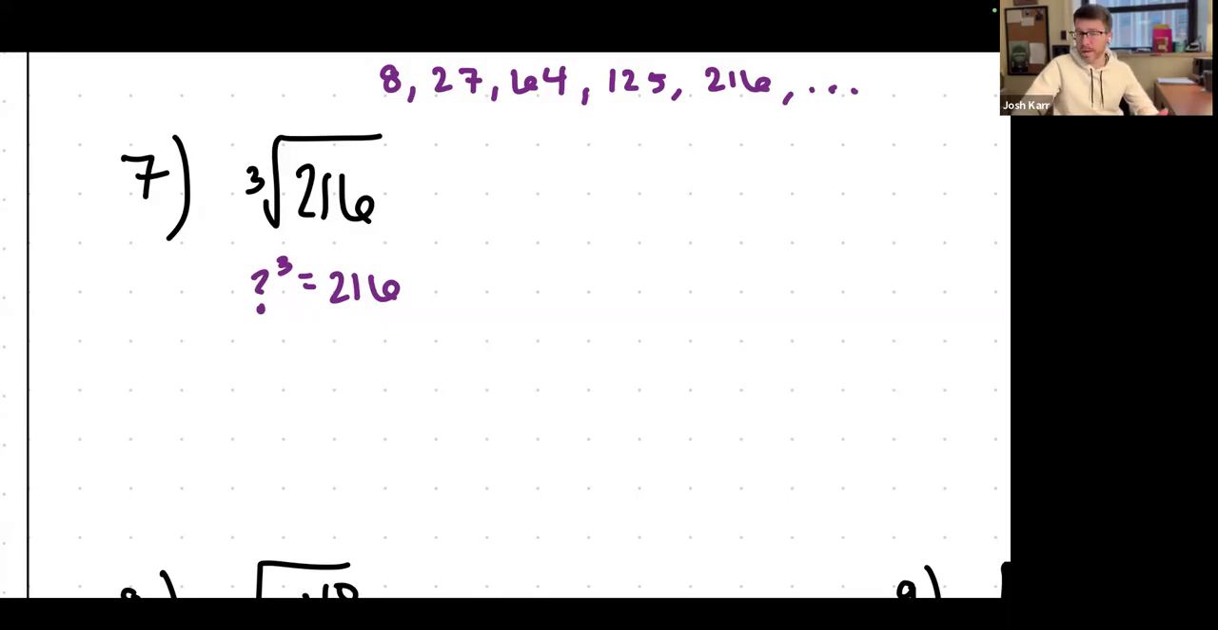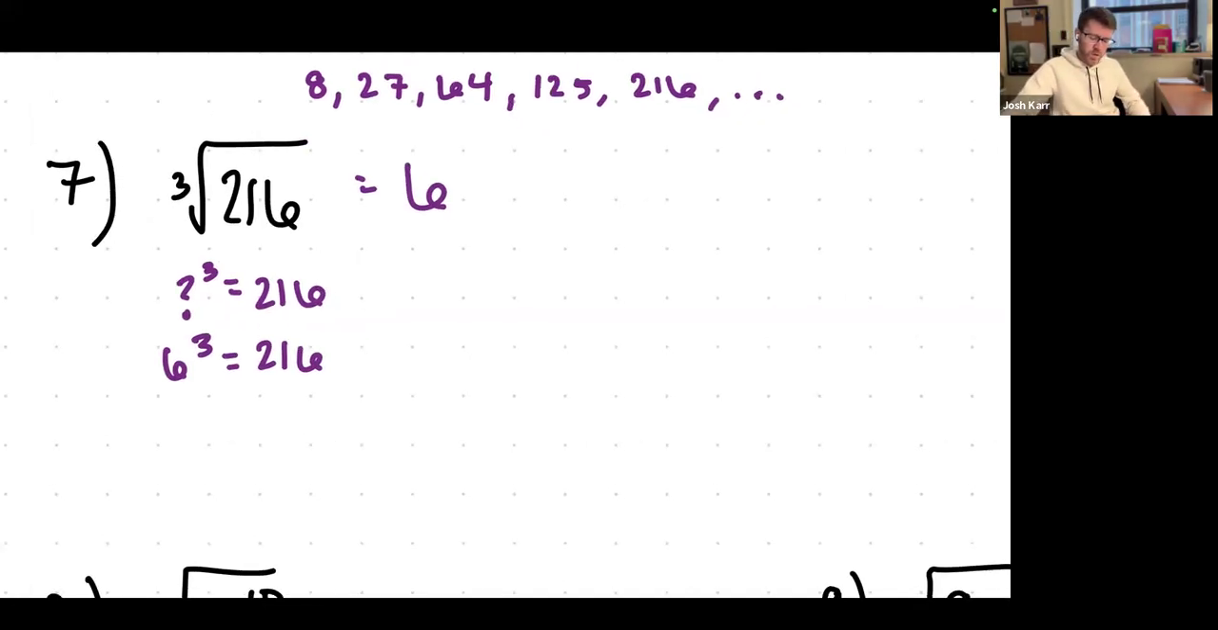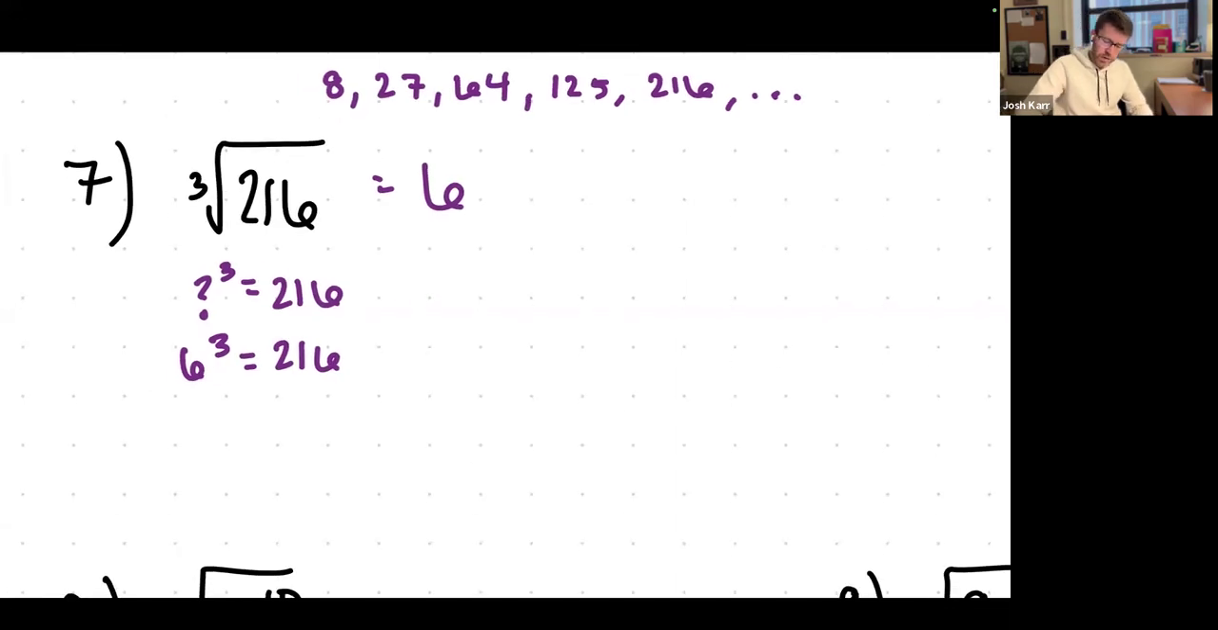Okay, so 216 is actually a perfect cube. It comes from 6 times 6 times 6. Thus, our answer here is just the number 6. Okay. All right, so now we're going to venture into some variable territory.